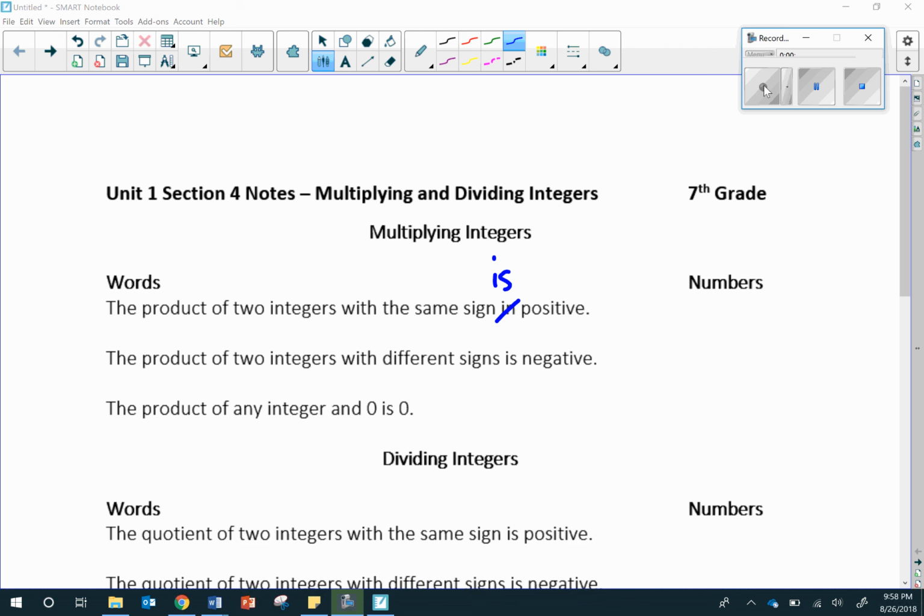Alrighty, let's go ahead and get started with the Unit 1, Section 4 notes. This section we're going to learn how to multiply and divide integers. In the last two sections, I know we talked about adding and subtracting integers, but in this section, we're going to learn how to multiply and divide them.